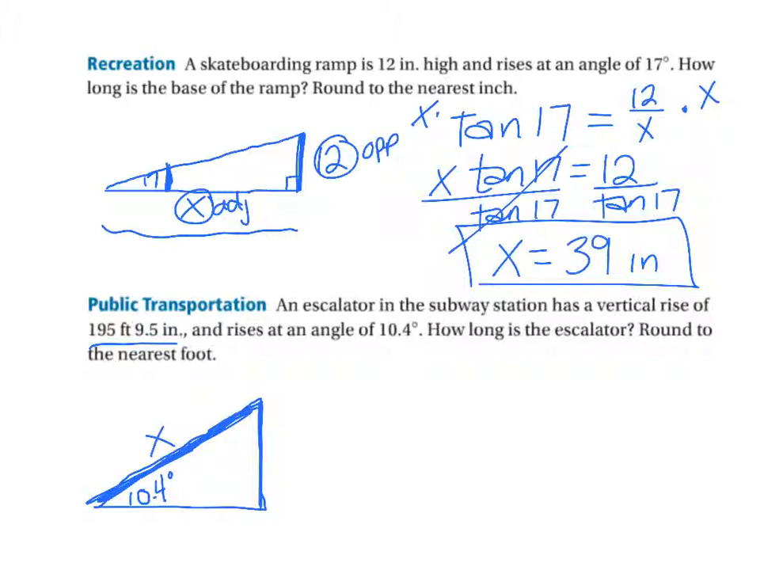Since they want my answer in feet, I'm going to go ahead and leave this in feet. So it's 195 plus a little bit. What you have to do to get those inches turned into feet is take that 9.5 and divide it by 12 to see what part of a foot that is. So if I do 9.5 divided by 12, I get 0.791666. That's the part of a foot that this is representing.